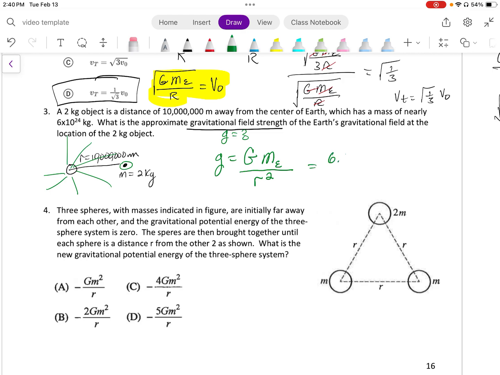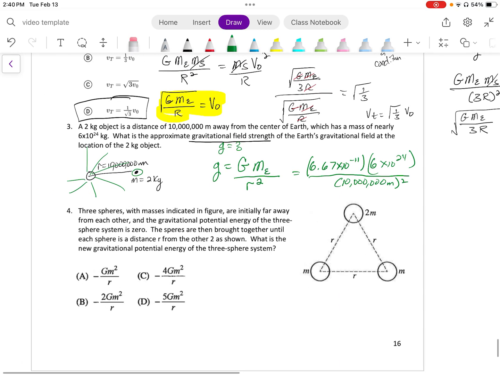So in this case, it's 6.67 times 10 to the negative 11. That's off your green sheet. That's the value of the universal gravitational constant times the mass of the Earth, which is 6 times 10 to the 24th, and then divided by r squared, which is 10 million meters, and I have to square it. If you plug that into your calculator correctly, don't forget that negative 11, use your second function, comma, I believe, which is double E, and I believe you'll get a 4.